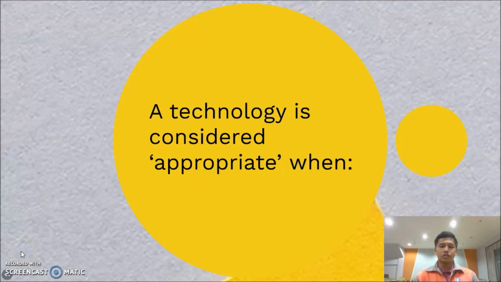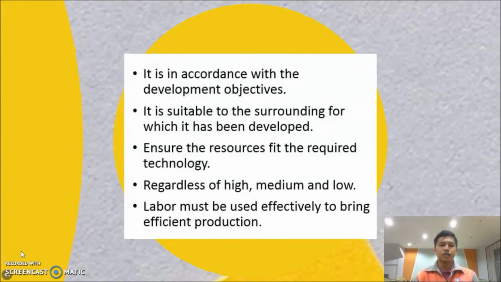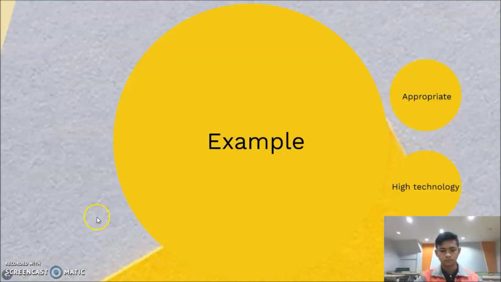A technology is considered appropriate when, first, it is in accordance with the development objectives. Second, it is suitable to the surroundings for which it has been developed. Third, ensure the resources fit the required technology. Next, regardless of high, medium and low. And lastly, labor must be used effectively to bring efficient production.